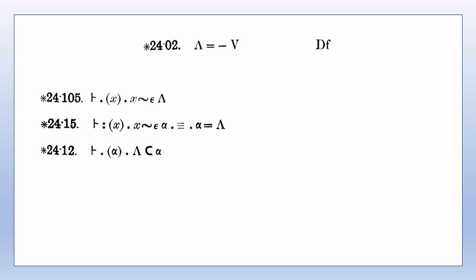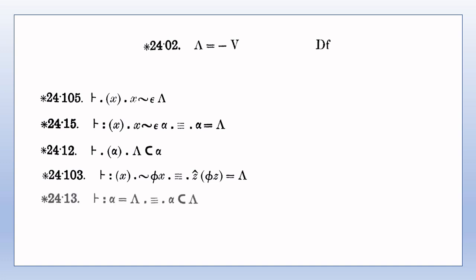We see from proposition 24.103 that any propositional function which is never true determines a class which is equal to the null class. We also see from proposition 24.13 that any class included in the null class must be equal to the null class. Thus, the null class is, in a way, the smallest class of a particular type. And, of course, this would imply that the null class is included in itself.